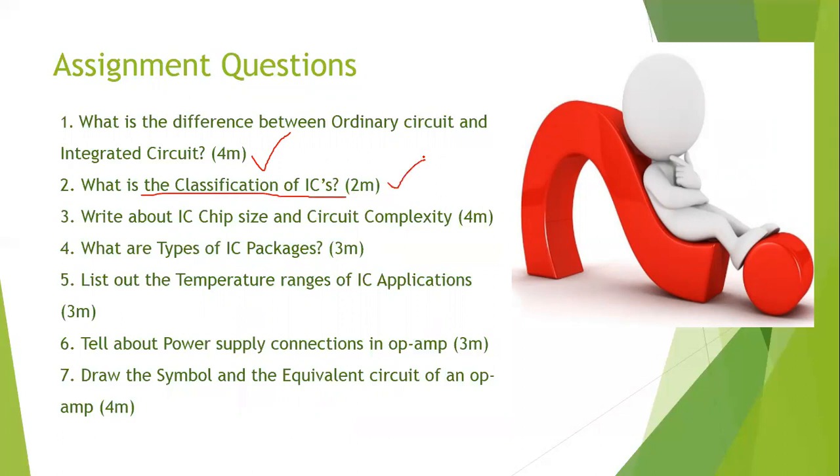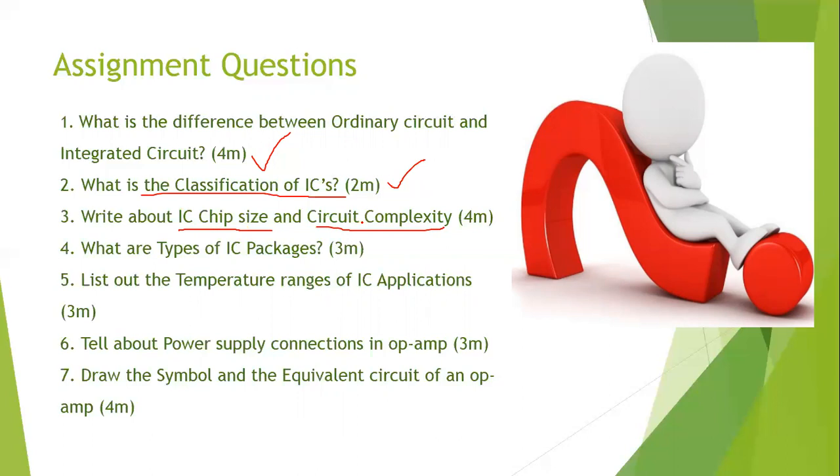This classification of ICs can be mentioned as a chart or step-by-step procedure also. It carries only 2 marks. It will be asked for 2 marks or 3 marks. And the next question is, write about IC chip size and circuit complexity. You need not elaborate anything, just make a table with the IC chip size and the complexity.